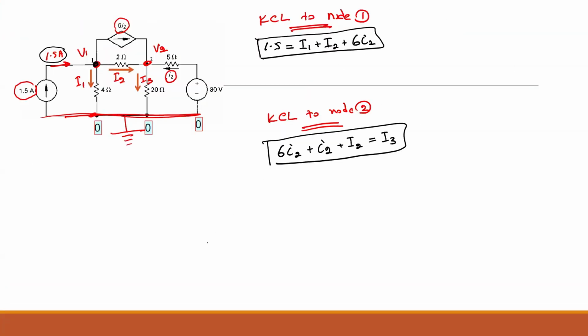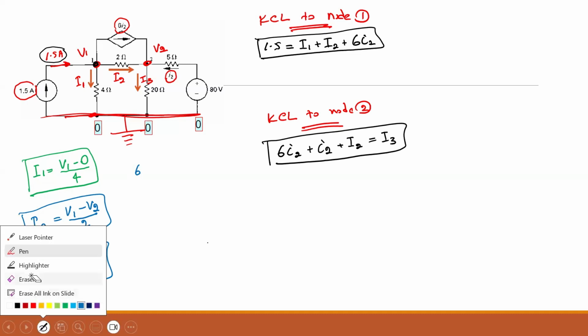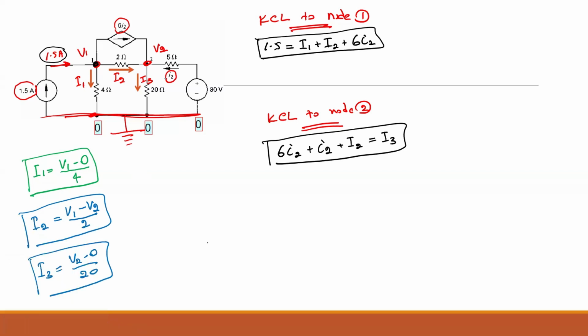Okay, now let's write the currents. The capital I1, starting from V1 and going to 0, divided by the resistance, which is 4. And I2, starting from V1 going to V2, is V1 minus V2 divided by 2. I3 is starting from V2 going to 0, divided by 20 ohms. You don't have to write both of these ones. I1 is enough. So I2, simple I2 is here and here. If you consider this I2, you can write it starting from 0, minus 80, minus V2, divided by 5, which is 80 minus V2 divided by 5.